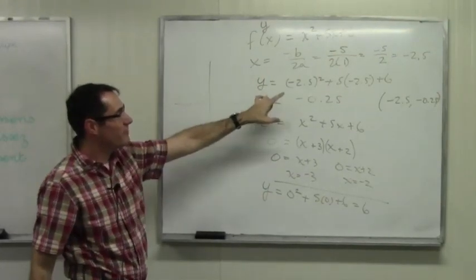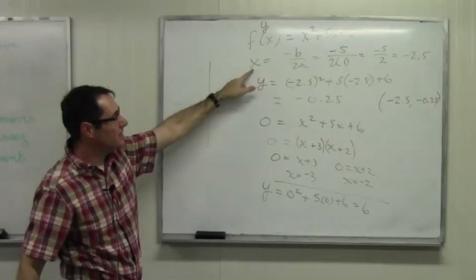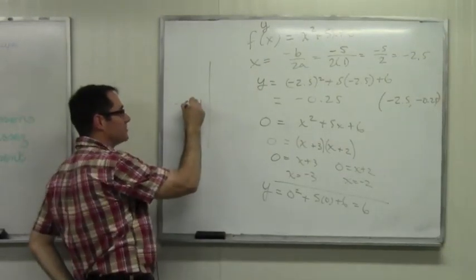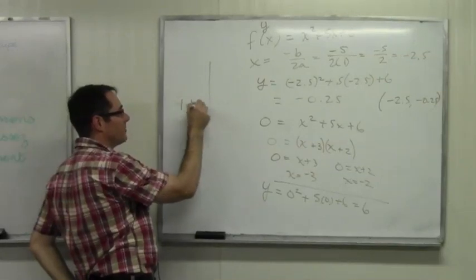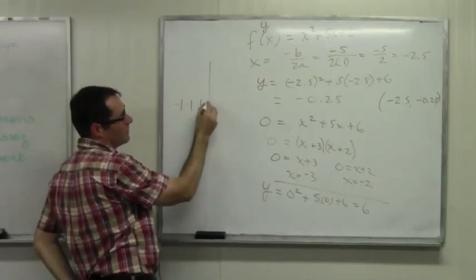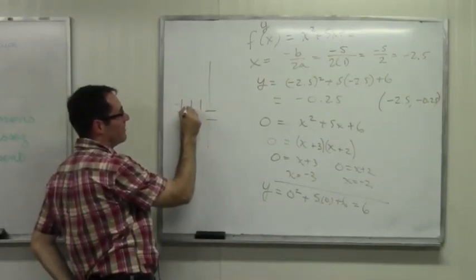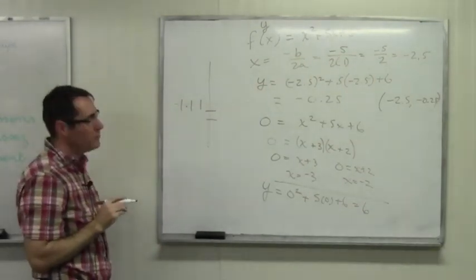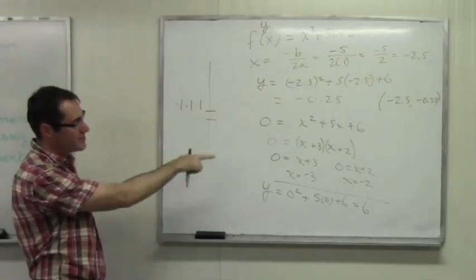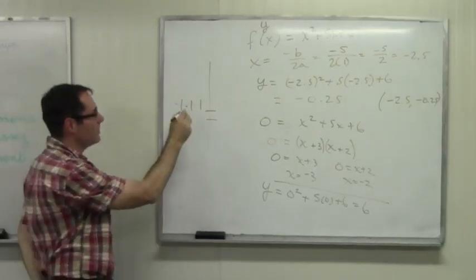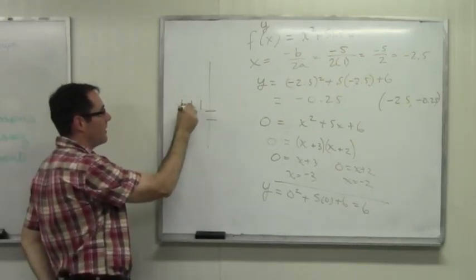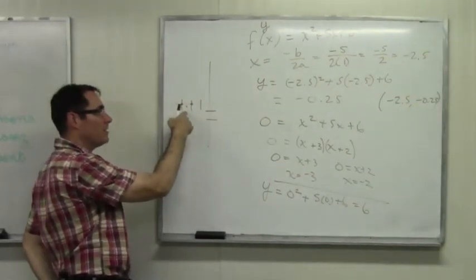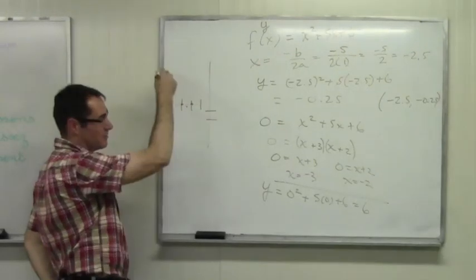All right, you have the vertex. That means at negative 2.5, negative 0.25. 1, 2, 3. Negative 2.5, 1, 2. Negative 0.25. It's right there. And then you put in the x-intercepts at negative 3 and negative 2. 1, 2, 3, and 1, 2. And by the way, they should be equidistant away from the vertex, because it's going to be symmetrical.